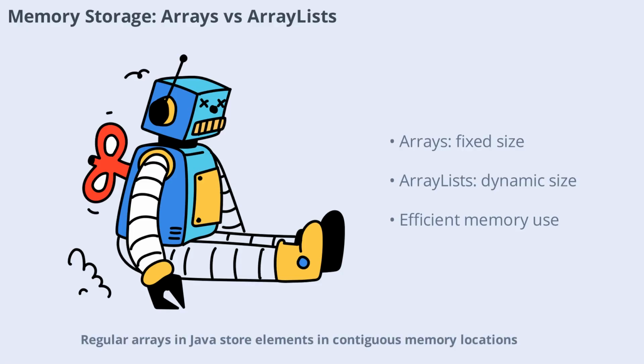Regular arrays in Java store elements in contiguous memory locations, making access fast and predictable. ArrayLists also use contiguous memory, but they can grow dynamically. When an ArrayList exceeds its capacity, a new, larger array is created, and elements are copied over. This allows ArrayLists to expand as needed while maintaining efficient access.